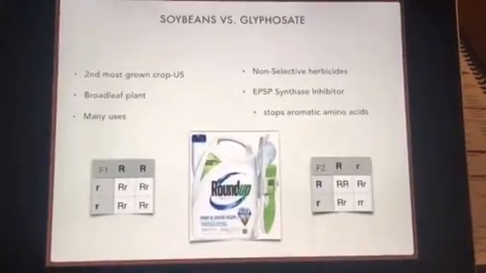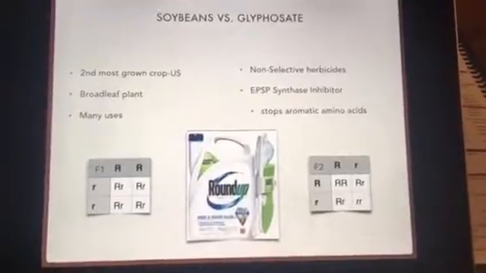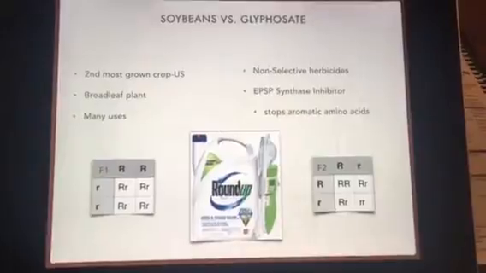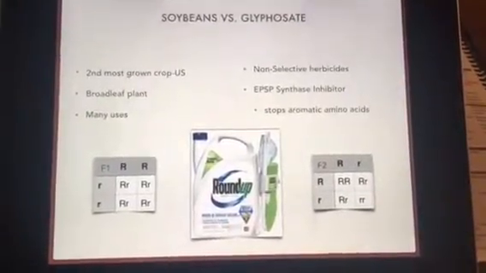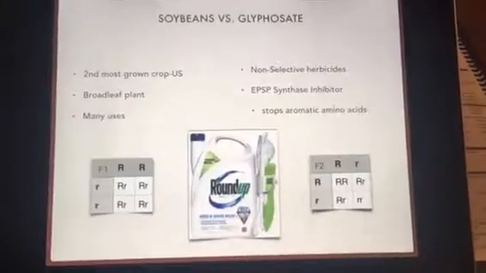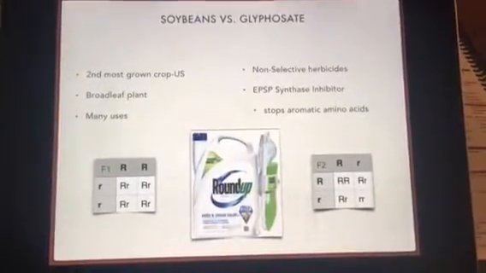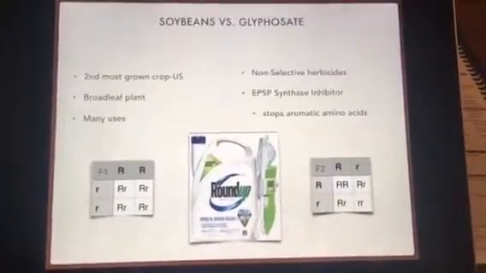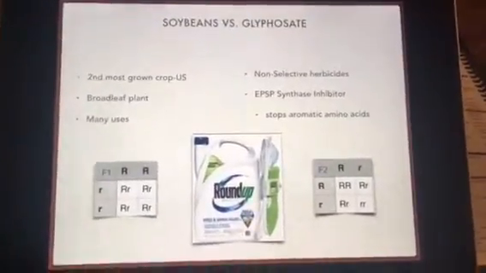Glyphosate is a non-selective herbicide, which means it kills both grasses and broadleaves. It kills these grasses and broadleaves because it is an EPSP synthase inhibitor, which means it stops the amino acids from transporting across the plant, so the plant ends up dying because it has no food.